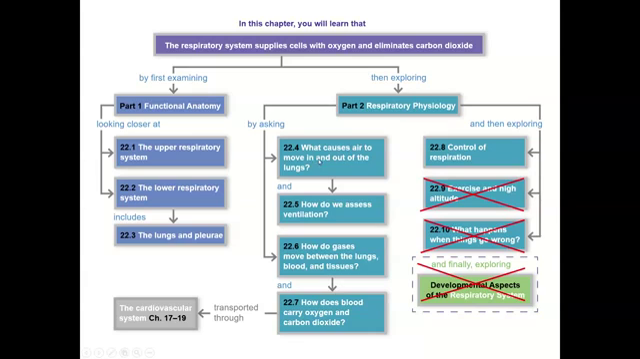So how do the lungs move the air in and out, and how do the gases then get into the blood and the tissues and back again, and how do we transport the gases in our blood. And finally we look at the control of respiration.